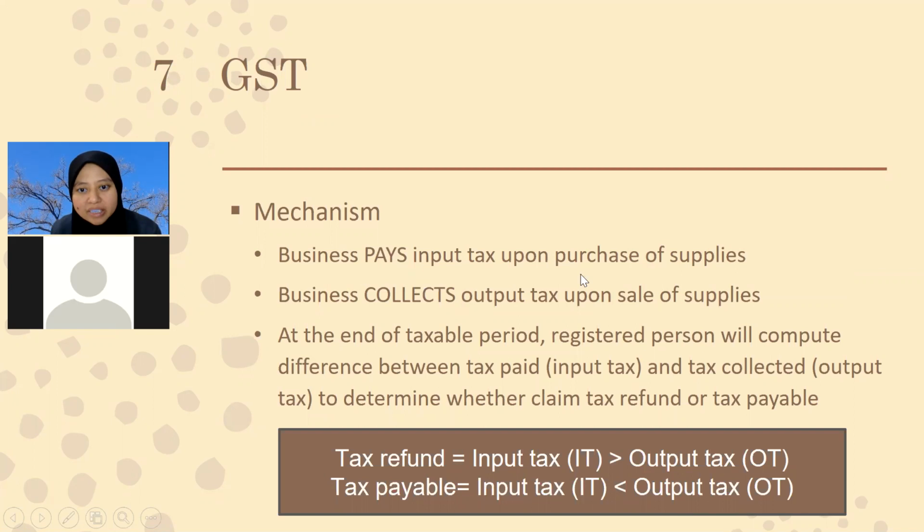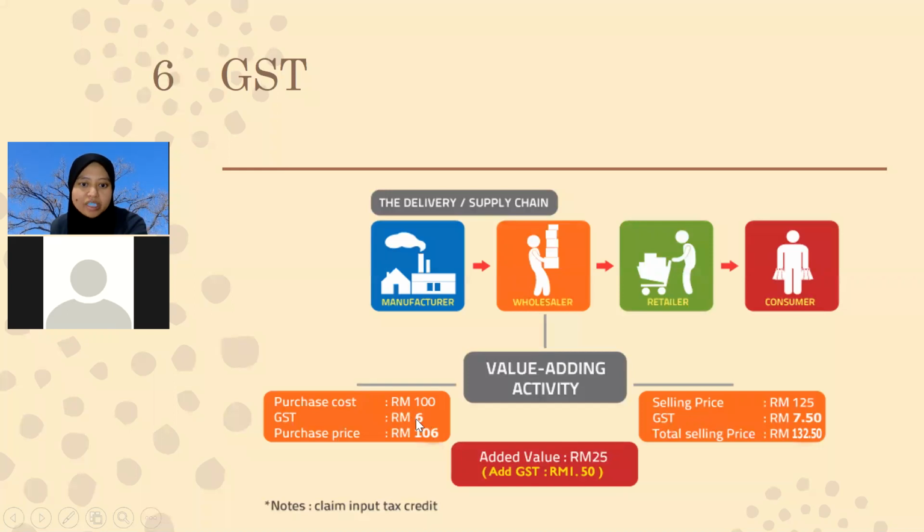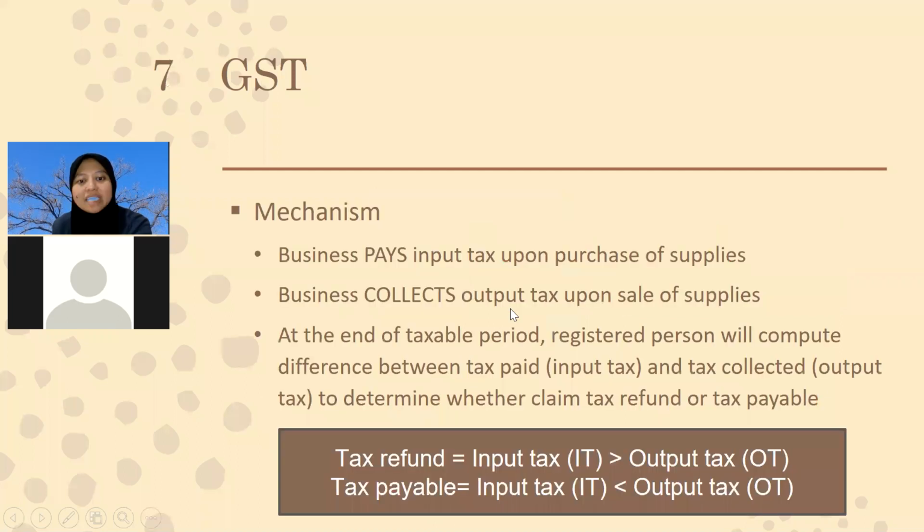Business pays input tax upon purchase of supply. So input tax refers to the 6 ringgit that they have to pay. This is called input tax, the tax that they pay when they purchase their inventories and so on. Business collects output tax. So output tax is the tax imposed on the customer. They pay input tax, but they have to collect output tax upon sale of supplies. So at the end of taxable period, the registered person will compute the difference between the input tax, the tax paid, and output tax, the tax collected, to determine whether to claim a tax refund or there is tax payable that needs to be paid.